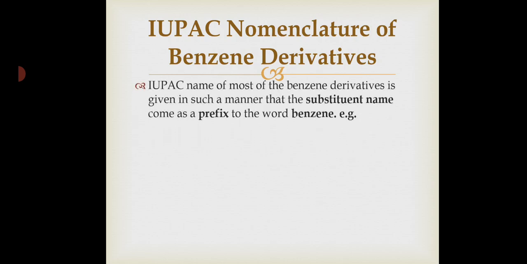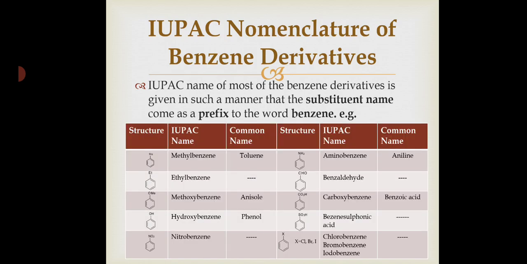IUPAC nomenclature of most of the benzene derivatives is given in such a manner that the substituent name comes as a prefix to the word benzene. Here are some examples. When you have a methyl group on the benzene ring, it is named methylbenzene. When you have an ethyl group, ethylbenzene. Methoxy, methoxybenzene. OH group on benzene ring, it is called hydroxybenzene. Nitro group on benzene ring, then nitrobenzene.